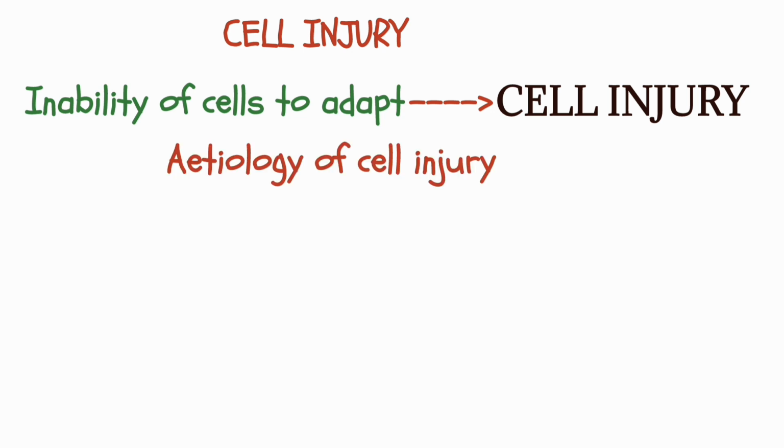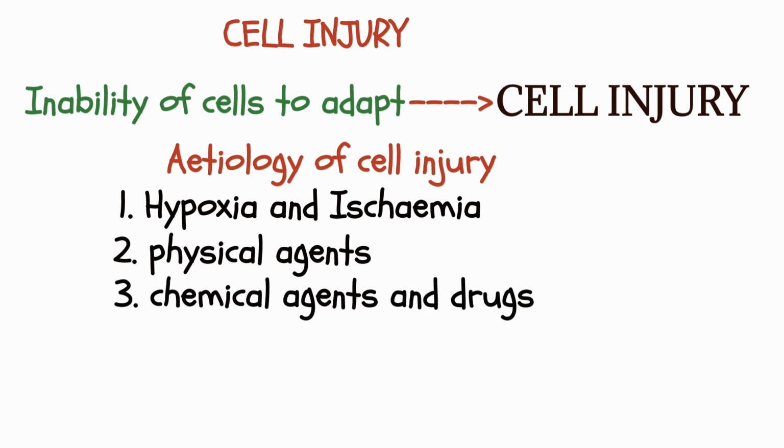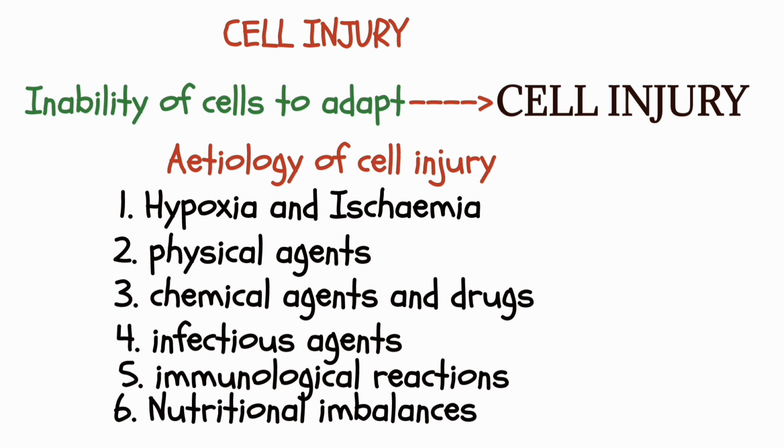Etiology of cell injury. The causes of cell injury can be categorized as hypoxia and ischemia, physical agents, chemical agents and drugs, infectious agents, immunological reactions, nutritional imbalances, and genetic defects.